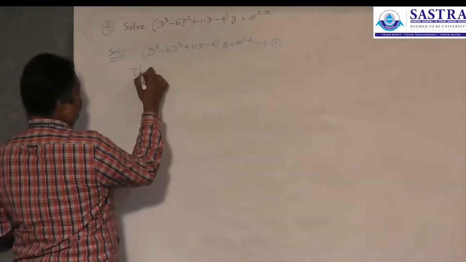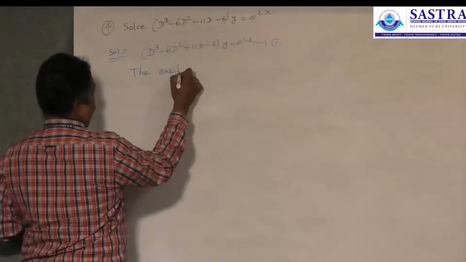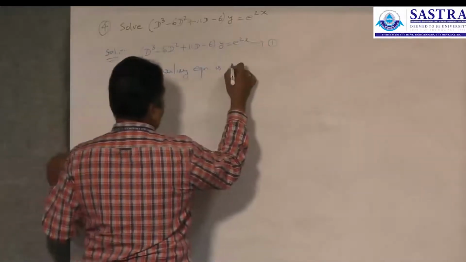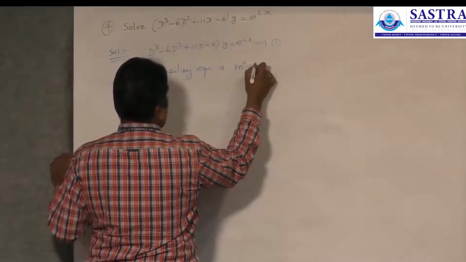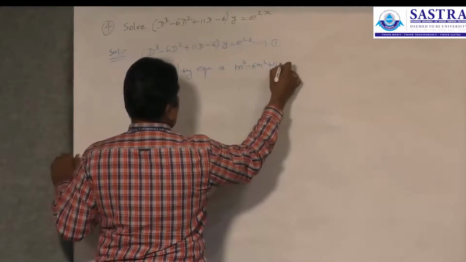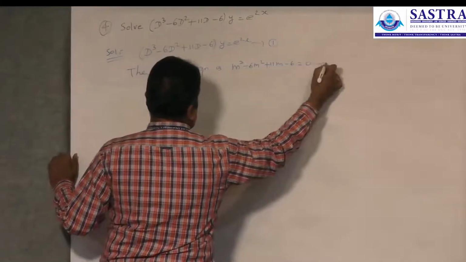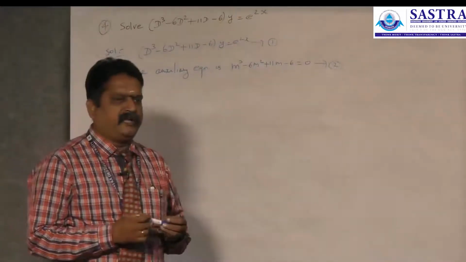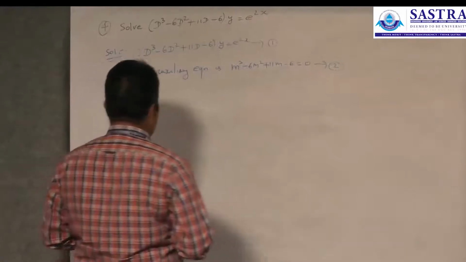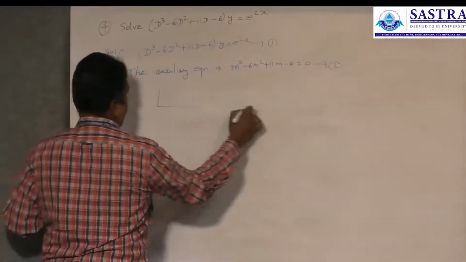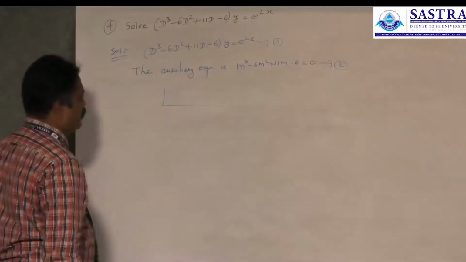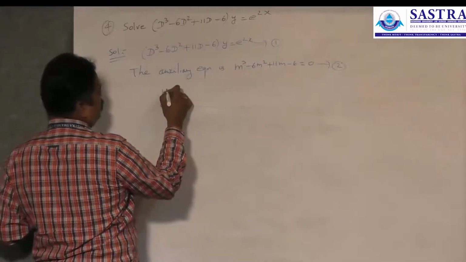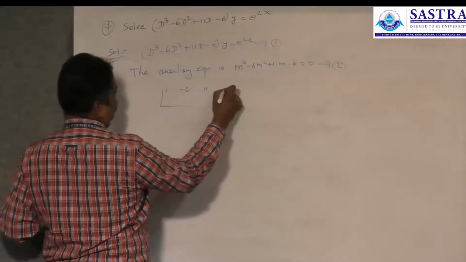The auxiliary equation is m cube minus 6m square plus 11m minus 6 equal to 0. Since it is a cubic equation, we have to take the help of synthetic division. To solve this cubic equation, let us go for synthetic division. Write down the coefficients 1, minus 6, 11, minus 6.